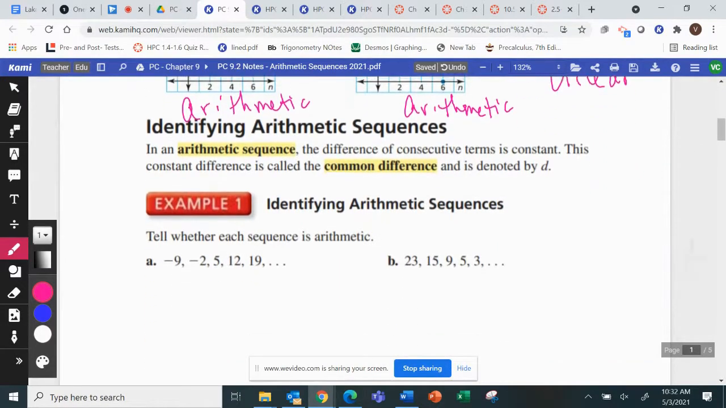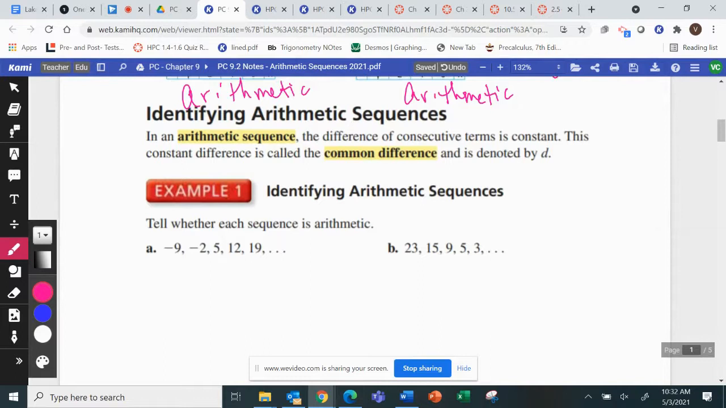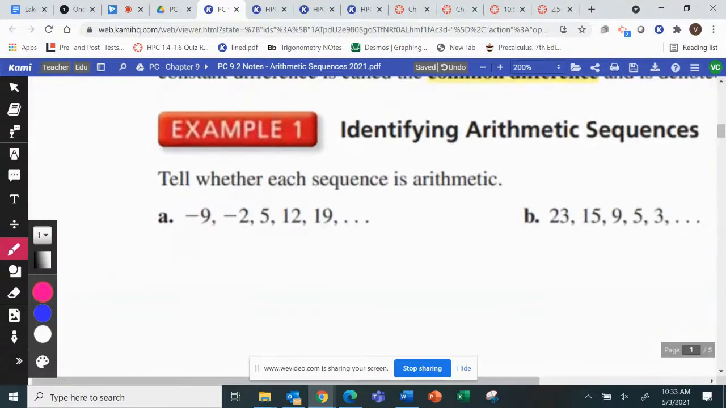Identifying arithmetic sequences. The difference of consecutive terms is constant. Now, we already know that when we have a sequence, we have 1, 2, 3, 4, 5. Our n values are always starting at 1 and are increasing integers, consecutive integers starting at 1. So that's already what we have if it's a sequence. So to tell if it's an arithmetic sequence, we're going to figure out what the a sub n values are doing.